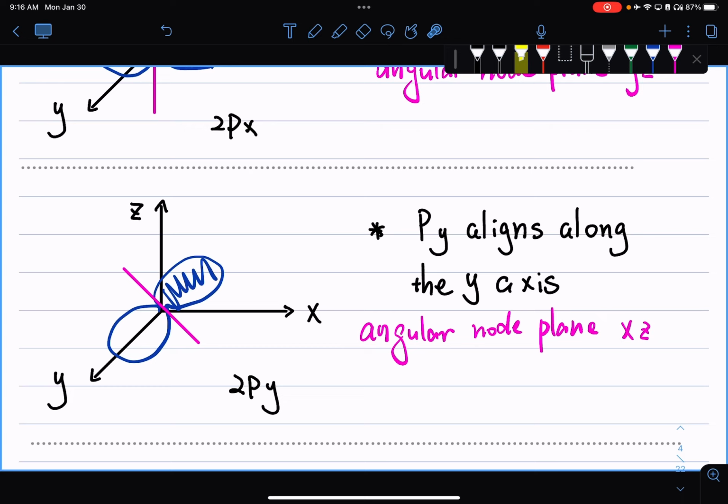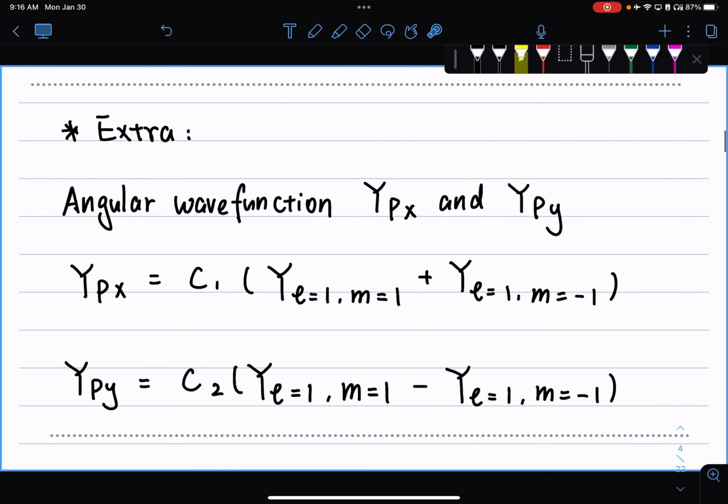All right, and a little bit of extra here before we move on. So remember we were talking about the 2pz atomic orbital. We were saying that's equivalent to say the wave function is 210. But for my x and y, these are not actually 211 and 21 negative 1. They are actually linear combinations of the 211 and 21 negative 1.